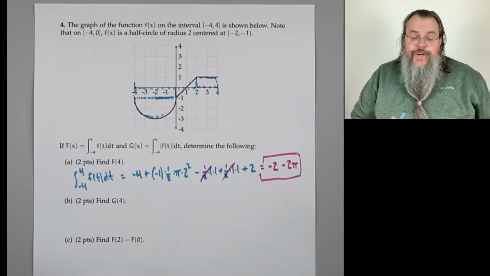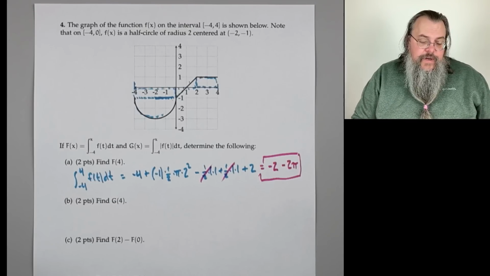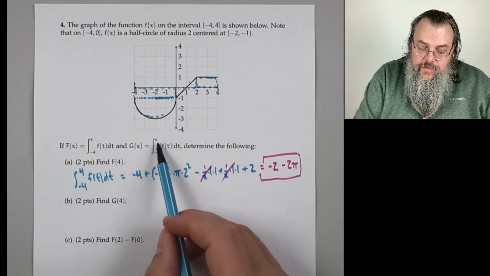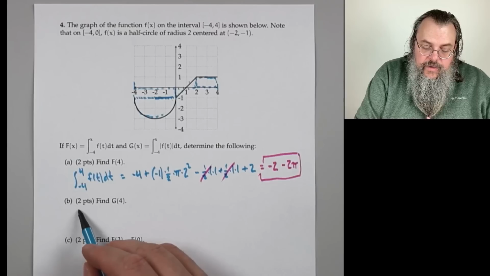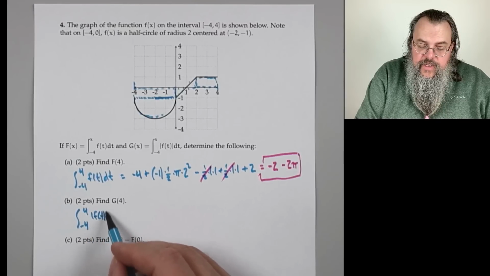All right, good. That's part A. Now we go on to part B. It says find g of 4. Well, we just literally put in where the x should go, so that's the integral from negative 4 to 4 of the absolute value of f of t dt.